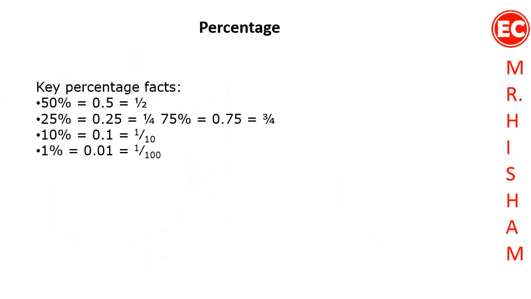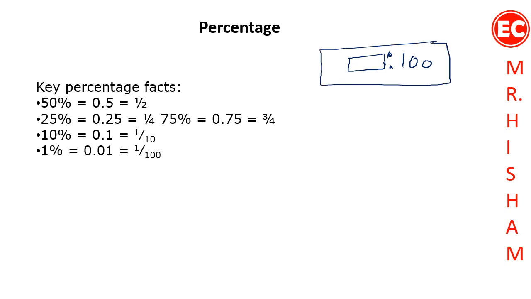Percentage. We can define percentage as a ratio. Its second term is always 100. So we are comparing between two quantities. Or we can consider percentage as another form of writing fractions.